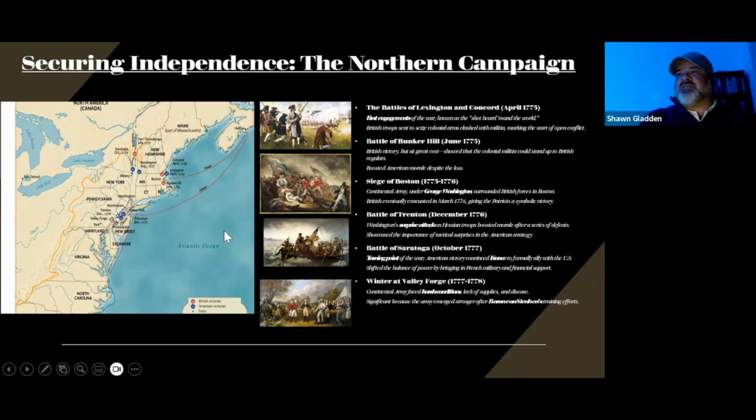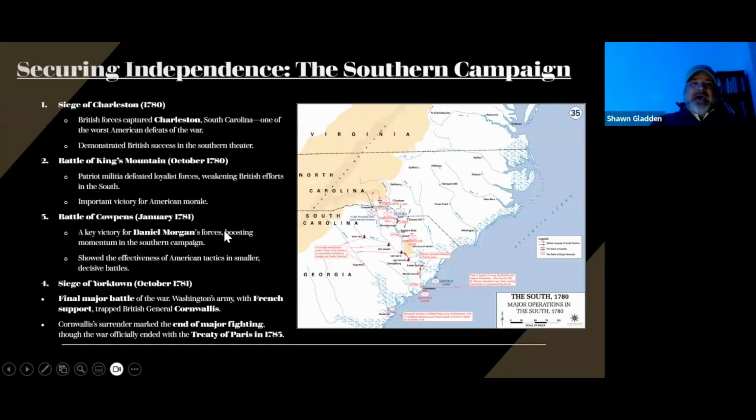Now, if we switch gears to the South, after Saratoga, it became glaringly obvious that the northern campaign wasn't working for the British, and they started looking at more of a southern campaign, trying to take advantage of the loyalist sentiment in the South, or what they thought was the loyalist sentiment in the South. The key to the Southern strategy would be the capturing of Charleston.